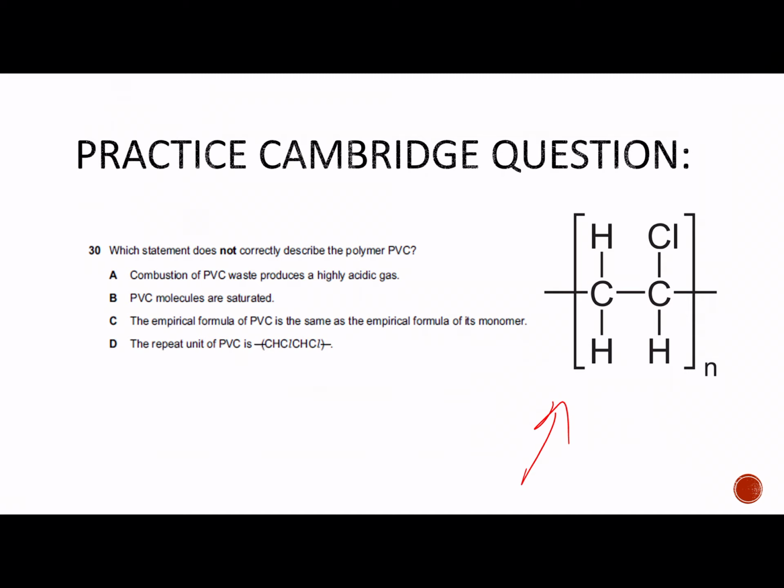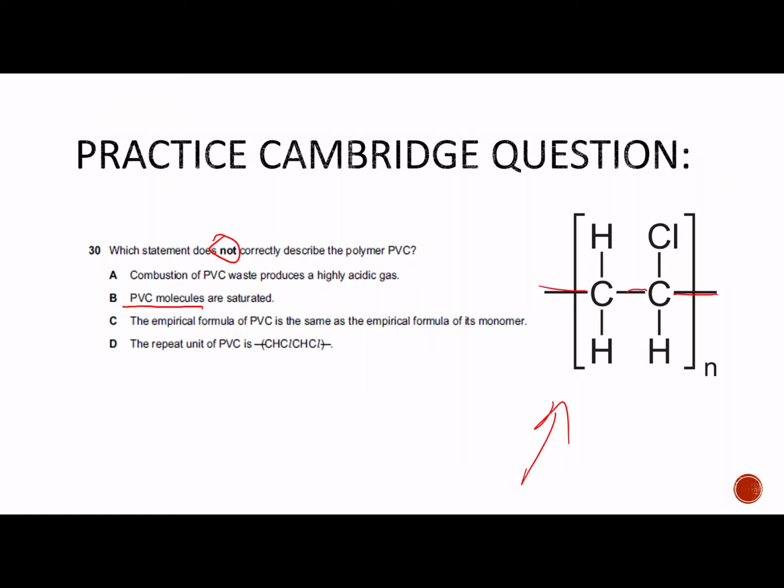All right, so which of these was not correct? We know that combustion of PVC does make a highly acidic gas, HCl. PVC molecules, be careful with this because the monomer would be unsaturated, but PVC itself is definitely saturated because everything here is single bonds.